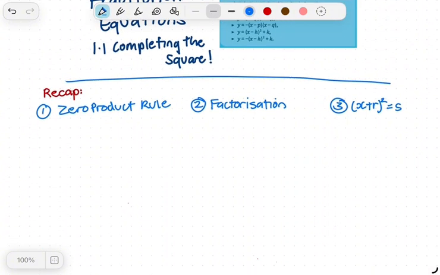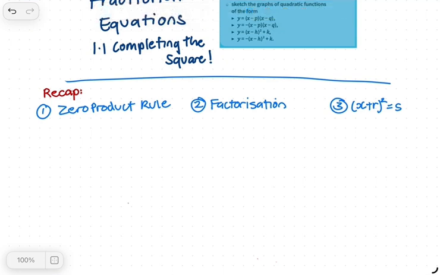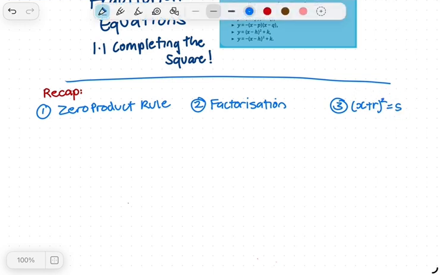In the recap, I'll cover three things: the zero product rule, solving quadratic equations by factorization, and solving quadratic equations in the form x plus r squared equals s. You do not have to worry about the s or the r, just focus on this term getting squared to give you another term. So let's begin. For the zero product rule, all you need to know is that when I take a times b and it gives you 0, that means either a is 0 or b is 0.